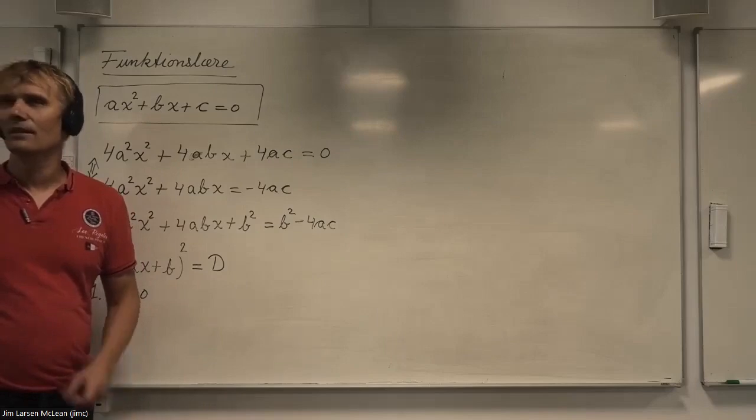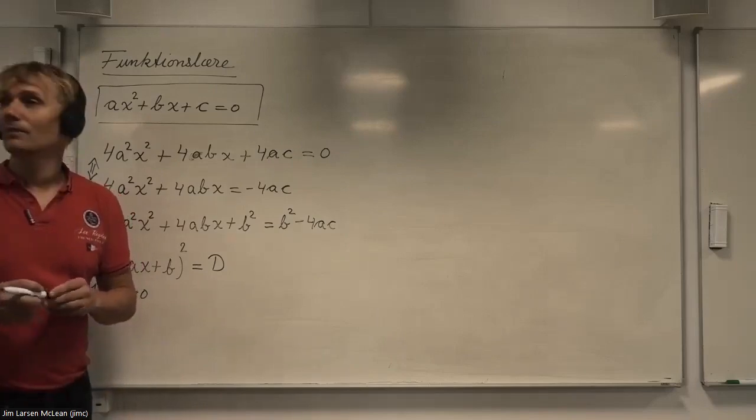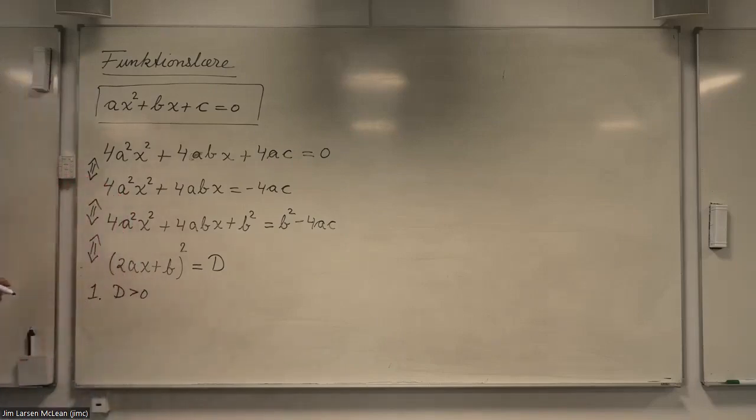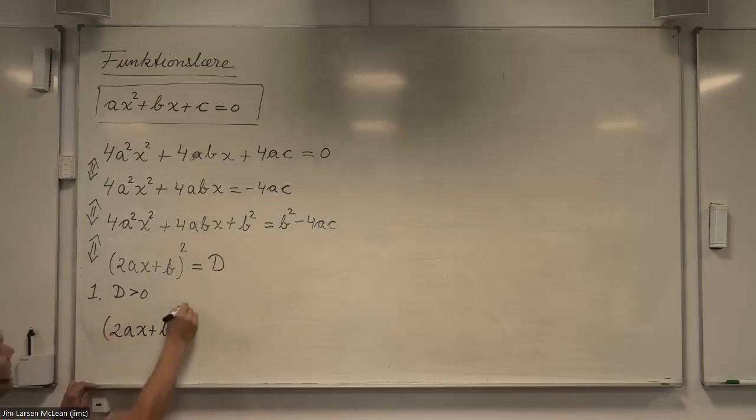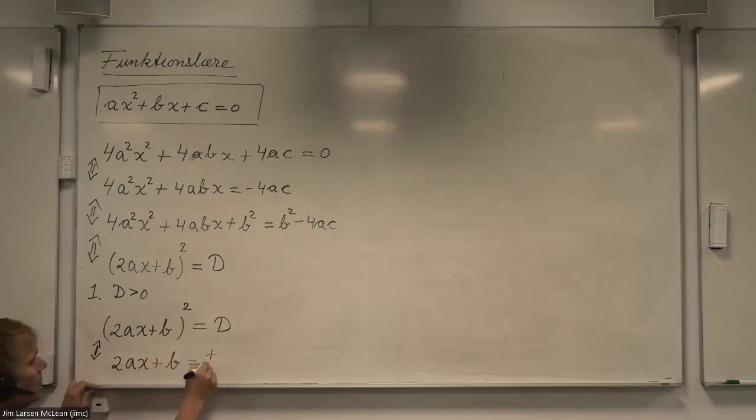How many numbers are there that signify 25, 5, and negative 5? So there are two numbers. That means I now have that (2ax plus b) squared. If it equals D, then the solution must be either plus or minus the square root of D. So I just take the square root on both sides and say that 2ax plus b must be equal to either the positive or negative square root of D.